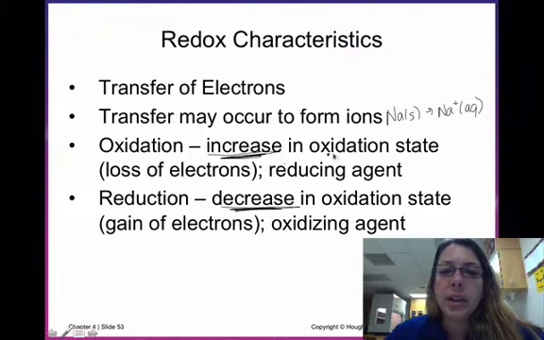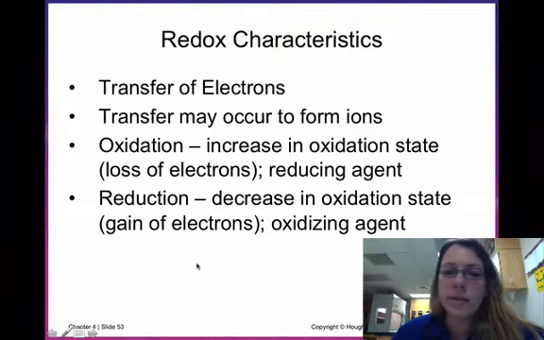And if you're having your oxidation number go up, it means you must be losing those negative electrons. And if you're getting your oxidation state to go more negative, if it's going down, you must be gaining those negative electrons.